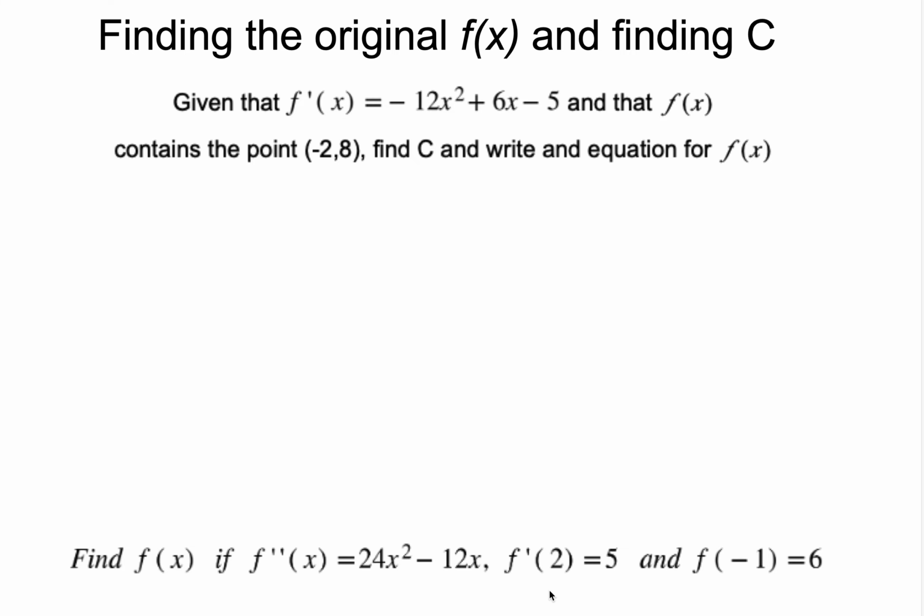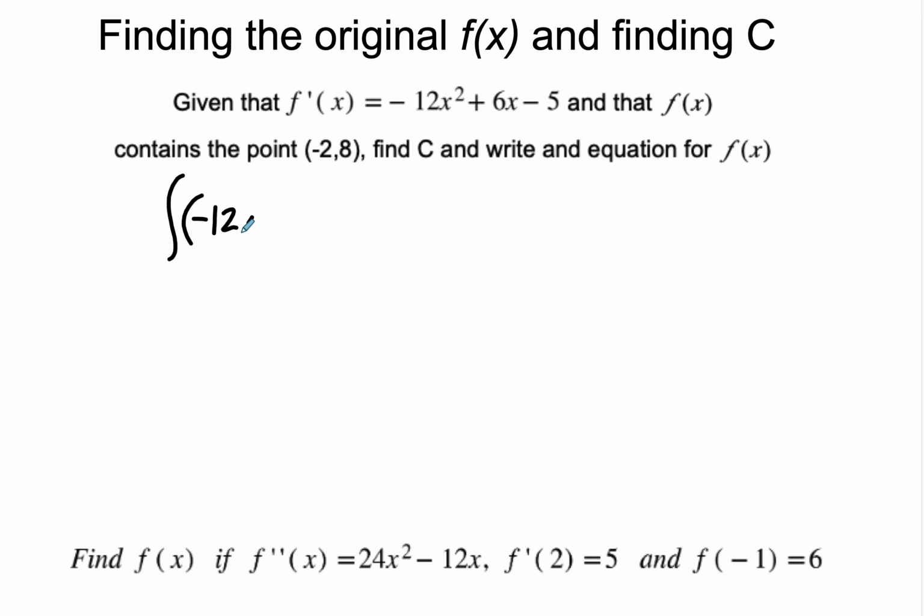Okay, let's take a look at getting the original f of x and finding c when you're given the derivative of a function. So if we look at this, we're given the derivative here, and then we're given a point so that we can find c and write our original f of x. So the first thing we need to do here is when given the derivative, we need to take the integral to get back to the original.